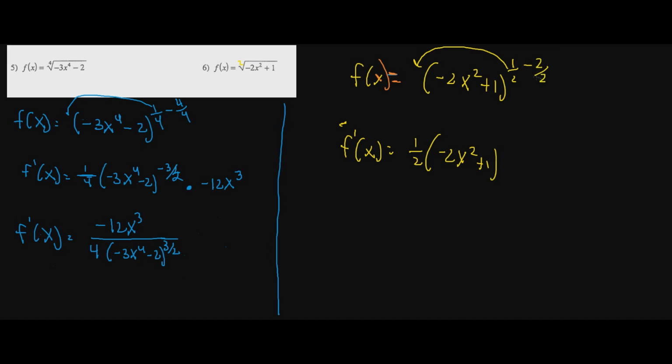Subtract 1 by 2 over 2 to be fancy. This is going to be negative 1/2 multiplied by the derivative of the inside, right, which will be negative 4x, if you work it through.